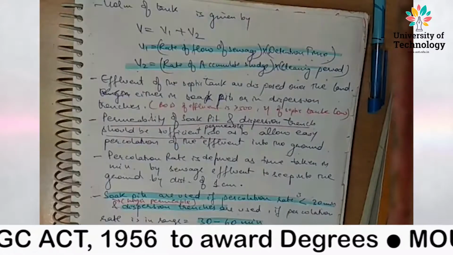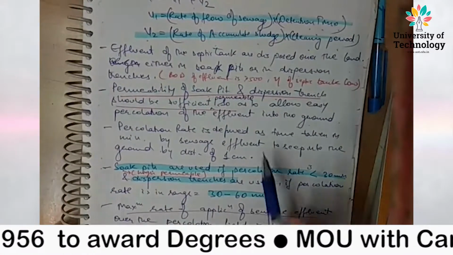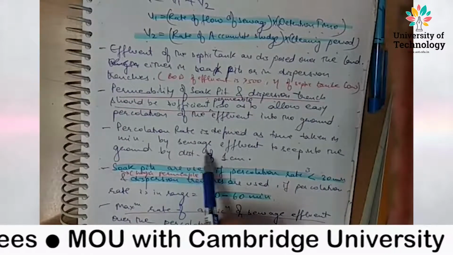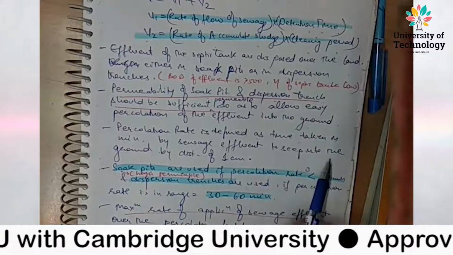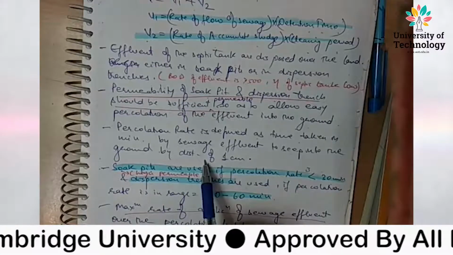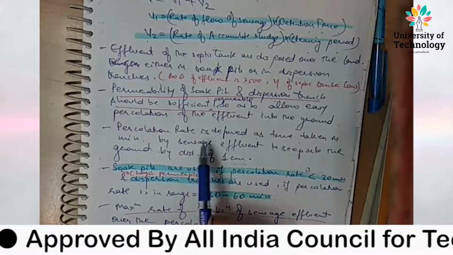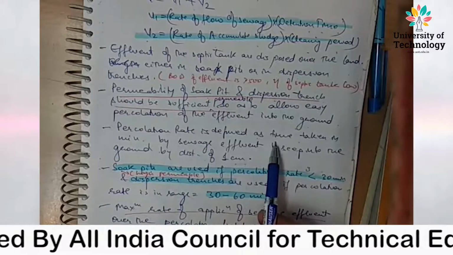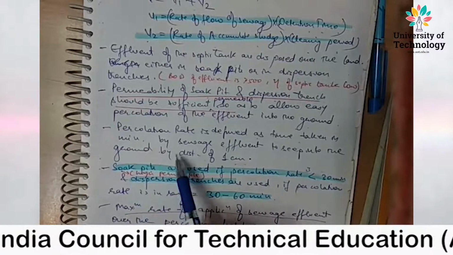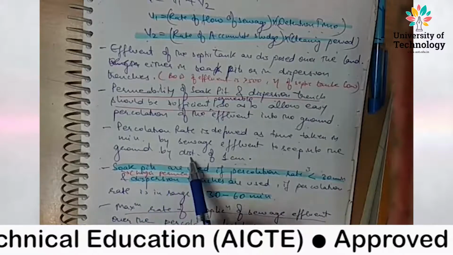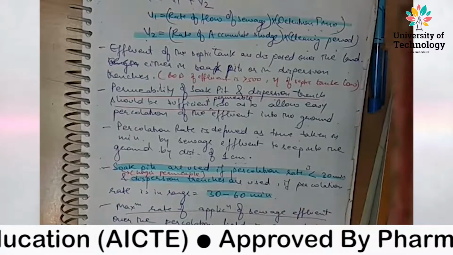Percolation rate is defined as the time taken in minutes by sewage effluent to seep into the ground by a distance of 1 centimeter. This is the percolation rate. I repeat, it is defined as the time taken in minutes by sewage effluent to seep into the ground by a distance of 1 centimeter.